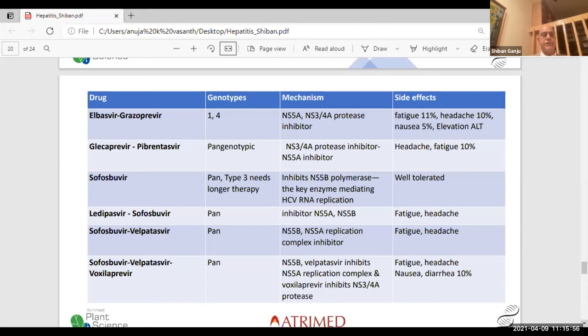To prevent resistance, it can be mixed with the drugs ledipasvir or velpatasvir, which also help in stopping the replication. So combination therapy is close to 100% curable. Side effects are minimal. It's a 90-day treatment, one tablet a day, and you get a hepatitis C cure completely, forever. Next slide, please.